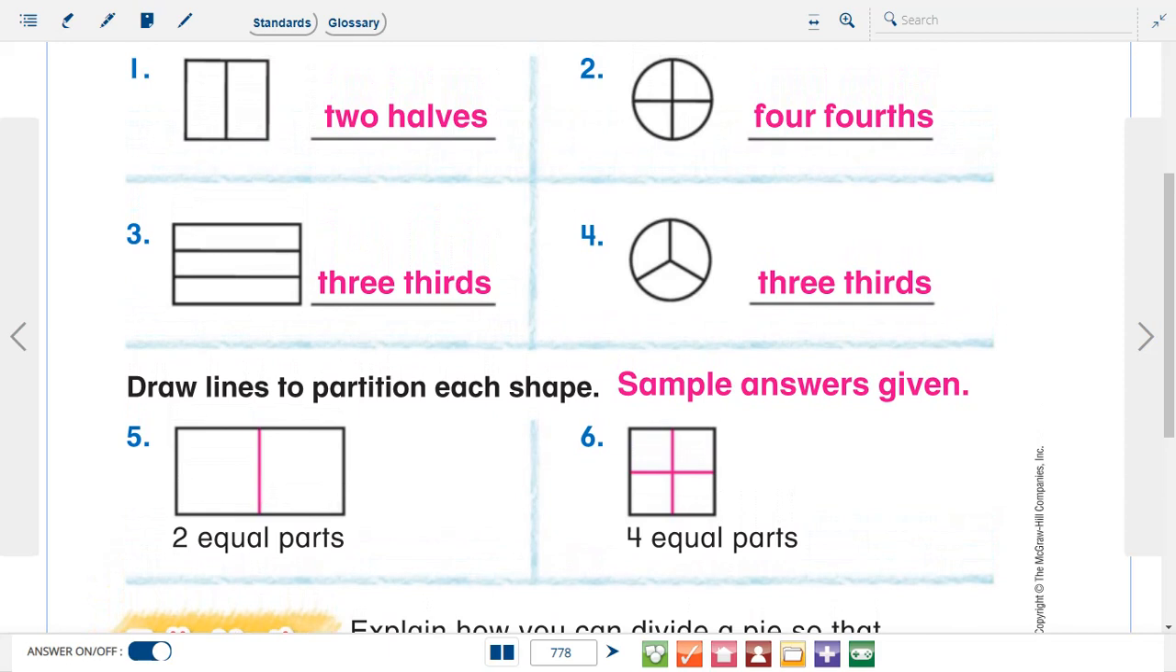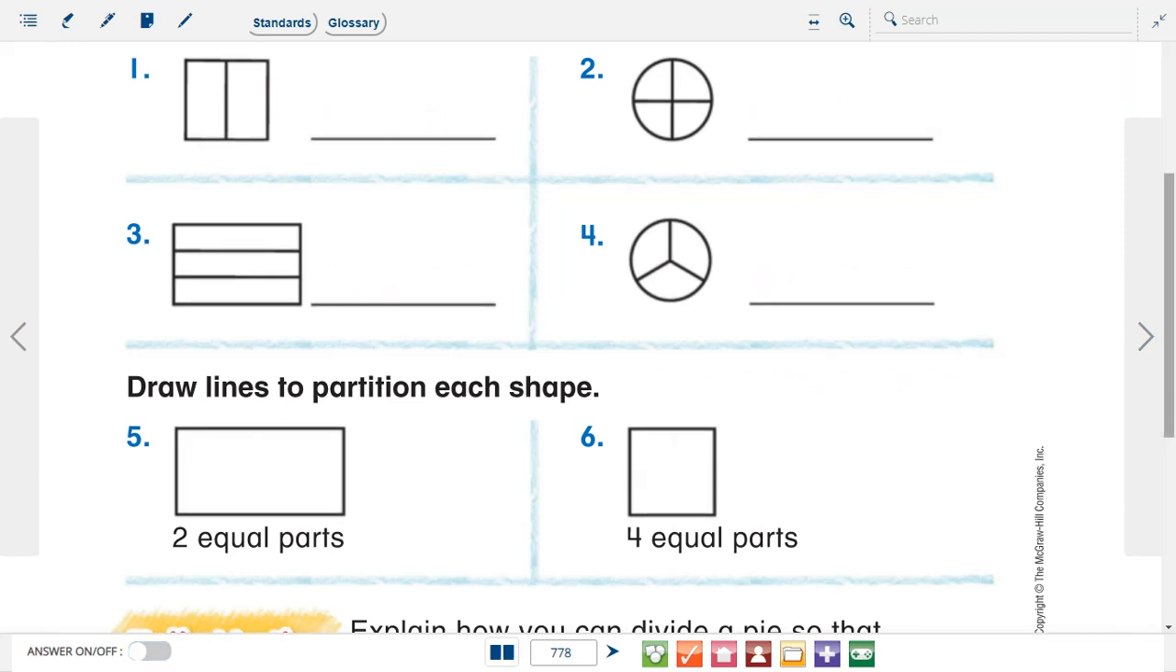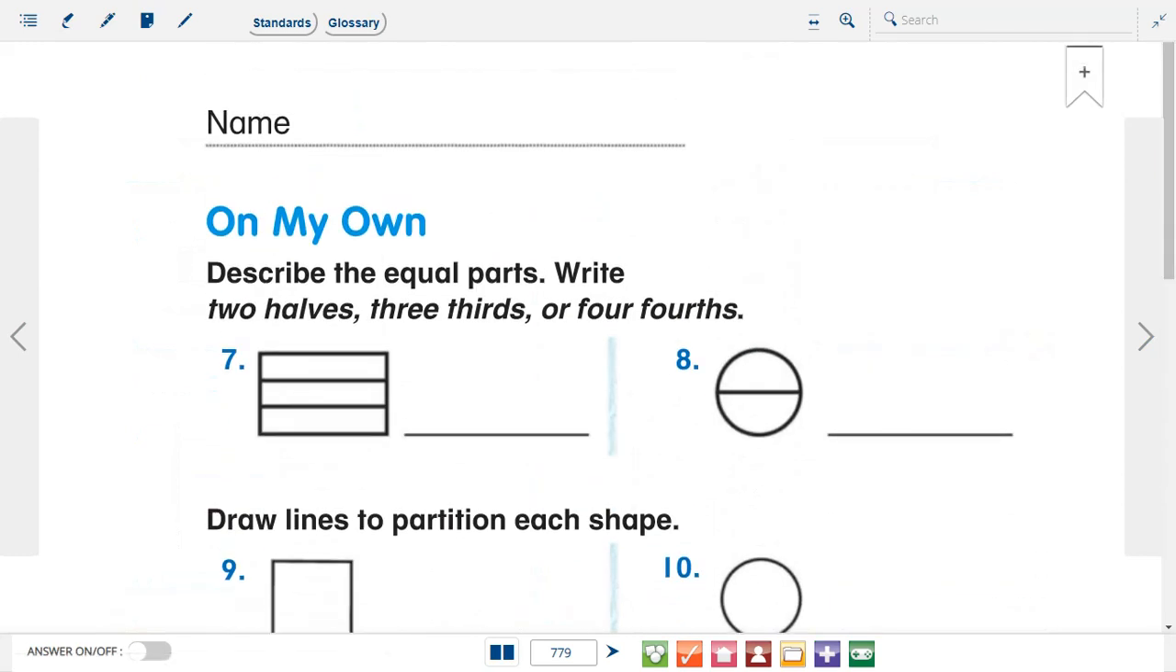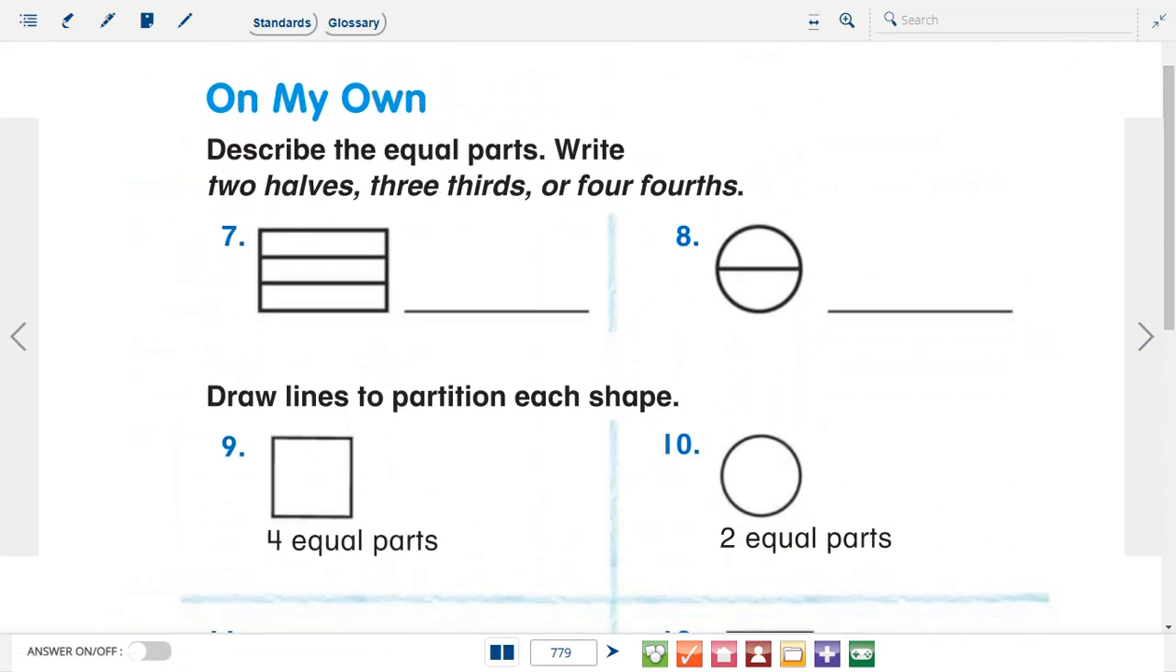Each one of them equal the other. So 4 equal parts, 4 fourths, 2 halves. Okay, 2 halves, 4 equal parts or 4 fourths. Stop the video, write it, and open the next page with us. Let's do page 779.